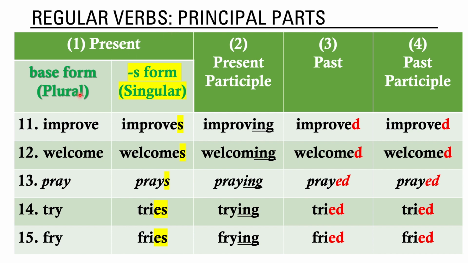So we also have here improve, improves, improving, improved, improved. Welcome, welcomes, welcoming, welcomed, welcomed. Pray, prays, praying, prayed, prayed. Try, tries, trying, tried, tried. See the difference here, guys? This one ends with Y, so change Y to I and then add ES. But it's not the case with the word pray. So pray retains the Y. It does not drop the Y and then add ES. So this is an exemption to the rule. Okay, that's why I have this italicized. Okay, and then fry, fries, frying, fried, fried. Okay, your favorite, our favorite, fried chicken.